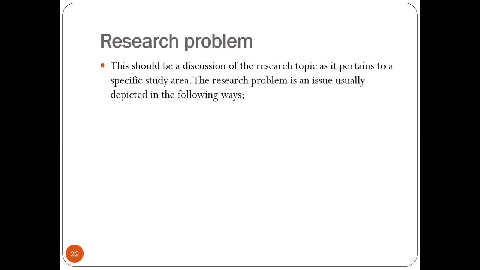So this should be a discussion on the research topic as it pertains to a specific study area. The research problem is an issue usually depicted in the following ways. Before that, let me say that a research problem broadly can come from three different views: the contextual view, the theoretical view, and the methodological view. The contextual view asks what the content is, what the issue at hand is, how people are looking at it, and how you want to look at it. What is the issue in the geographical area?